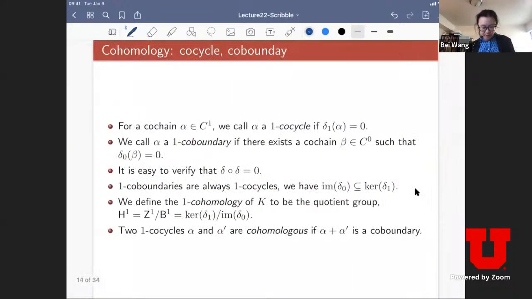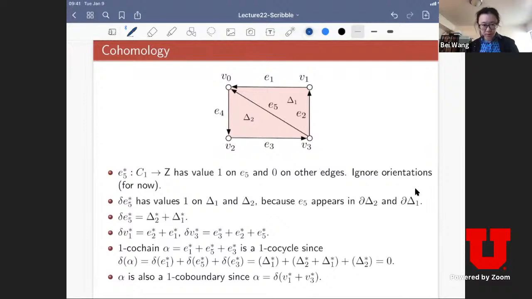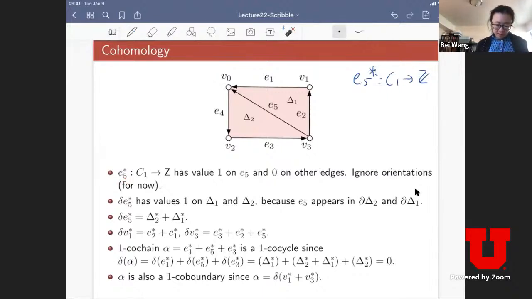If we look at this example, let's just do it one by one. I have this triangulation with two triangles of a rectangle. It has 4 vertices, 5 edges, and 2 triangles. Okay, so if I use the notation E5 star, it's C1 over Z, right? This is a function over linear combinations of edges. Specifically, E5 star has a value 1 on E5 and 0 on other edges. That is what E5 star means.